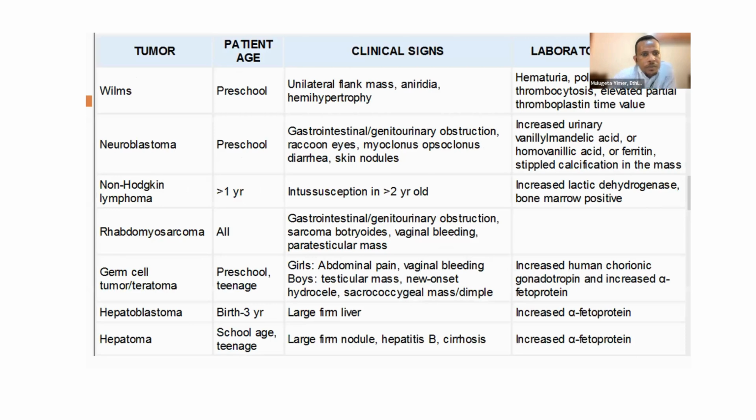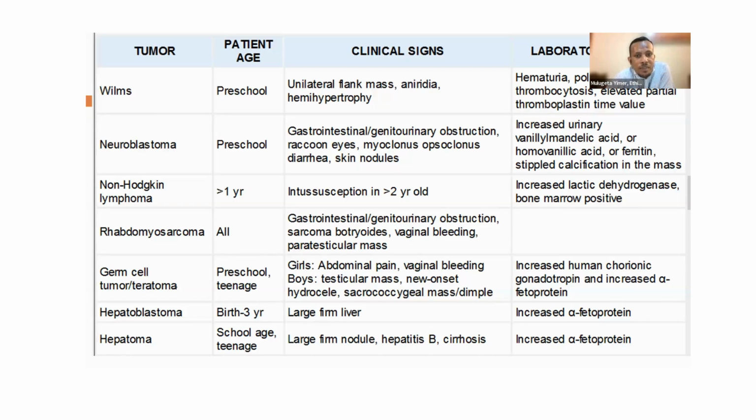So this slide is from Nelson Pediatrics textbook. It's a well summarized table that will show patient age and what kind of tumor you will expect based on the age of the child, what the unique clinical signs are, and what important laboratory findings are associated with specific types of tumors. For example, Wilms tumor, we have said, is a disease of preschoolers, mostly between the age of 2 and 5 years.